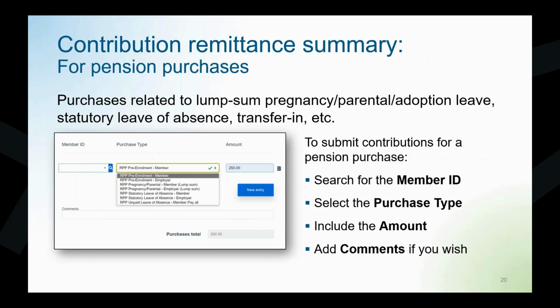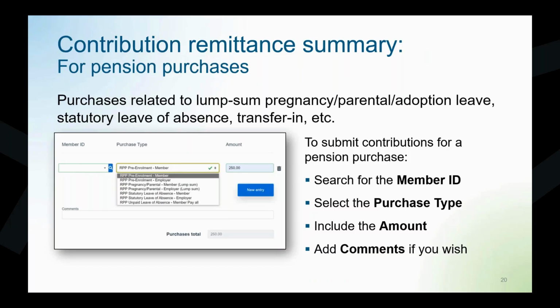The second part of the remittance process is about contribution remittances related to a pension purchase. This is also completed through PAL, and this applies to employers using ADE as well as PBR. After you check the box for purchases, which is not shown here, you'll see this section appear. On this section, you'll need to enter the member ID by searching for it by clicking the magnifying glass icon. Then select the purchase type from the drop-down. In this example, the member is making a purchase in respect of employment before they enrolled in the plan.